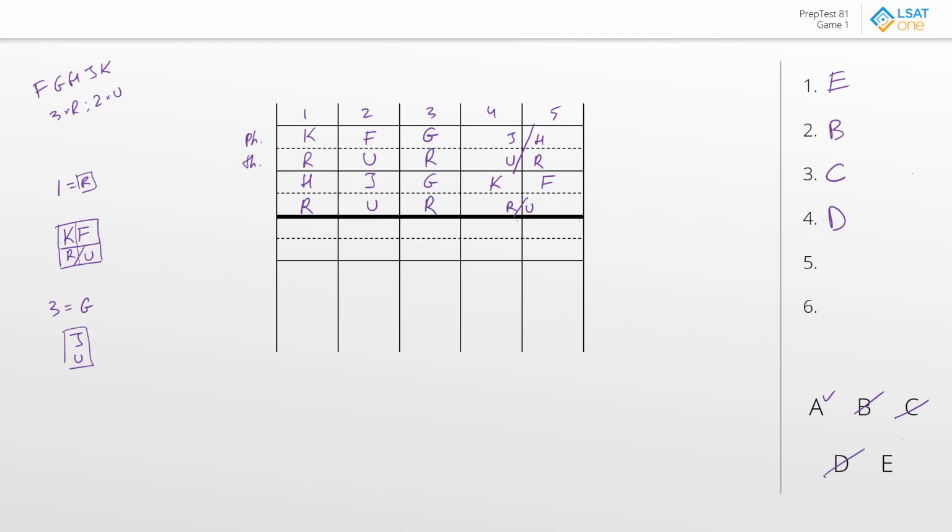E, Kim has an urban theme. And in the second scenario, K would have been here. And this could have easily been urban. So the best answer here then becomes answer choice A.